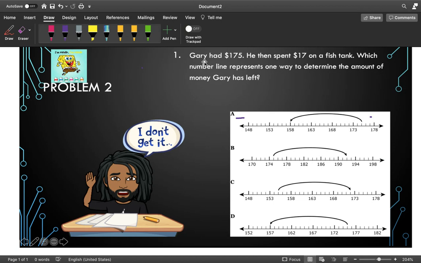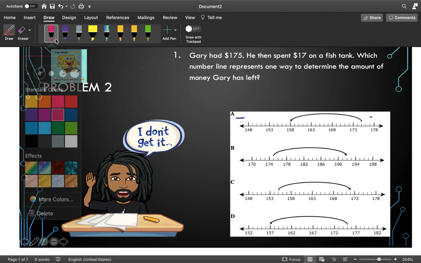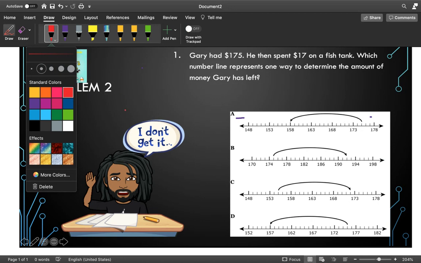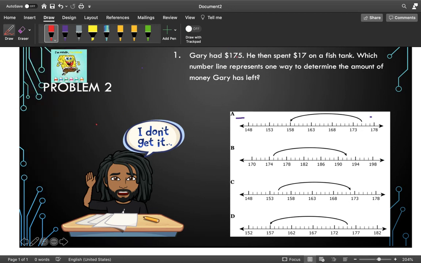We have Gary had $175. He then spent 17 on a fish tank. Which number line represents one way to determine the amount of money Gary has left? So one of the first things we want to do is go through and find any numbers that were given in this problem. So Gary had what? $175. Circle those. He then spent what? 17. Another circle on the fish tank. All right, so those are all the numbers we're working with.